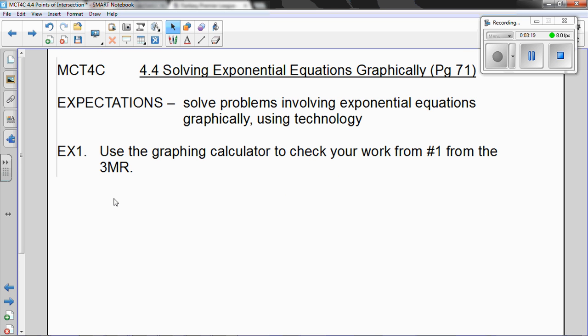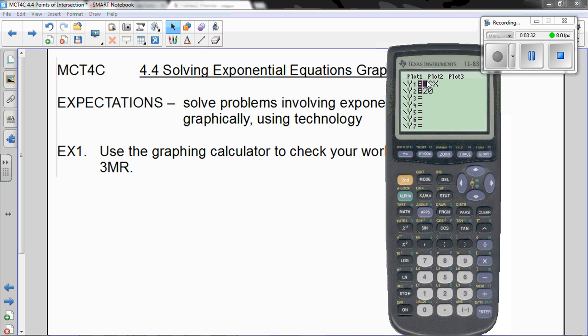So look at there, example 1. Use the graphing calculator to check your work from number 1 from the 3-minute review. Well, this shouldn't be much harder than the one we just did, right? Except we just want to put in the y1 and y2, the left side and the right side. That is a little more difficult. And I think we might have even already done one like this.